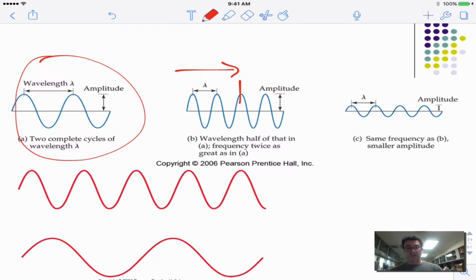Now we could change the speed of light by having it go through different materials like water or air, but in a vacuum, which is what we're going to stick with, the speed of light is 3 times 10 to the 8 meters per second.